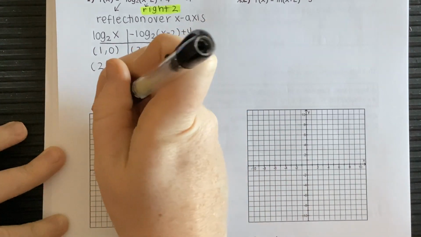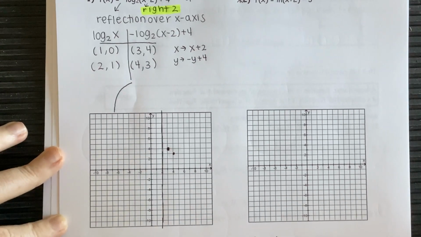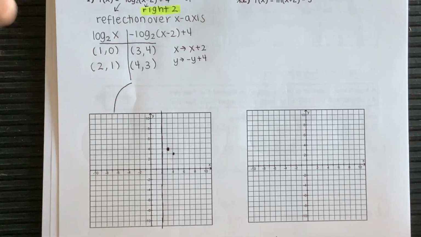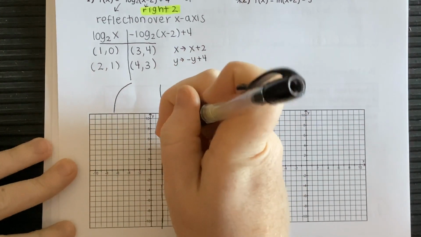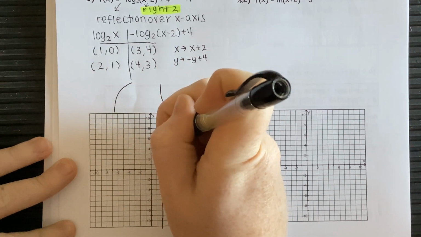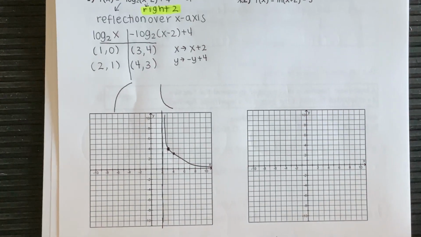So you need to think about a logarithm usually looks like this. If we reflected that and flipped it over, it's going to look like this. So it's going to come down your asymptote, and then it's going to slowly move away.